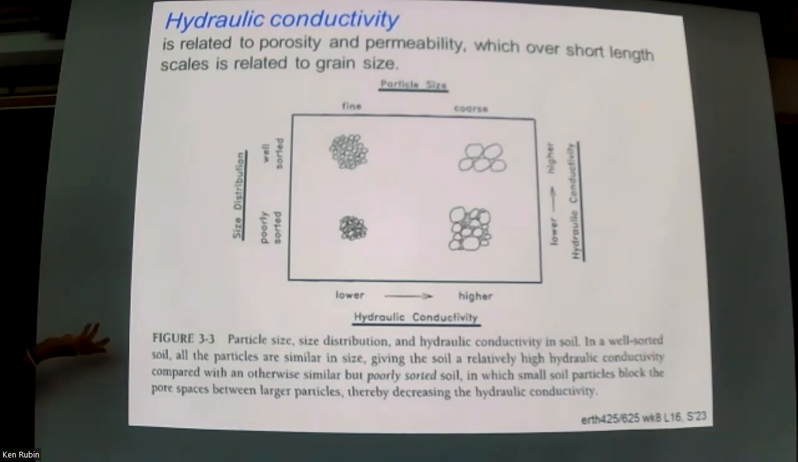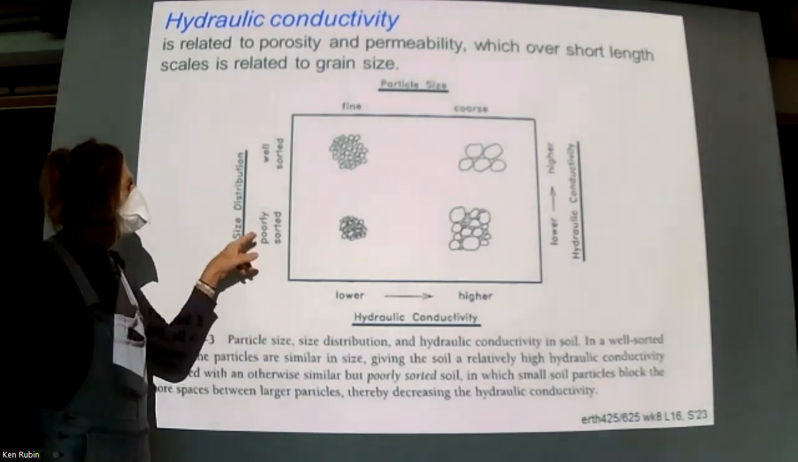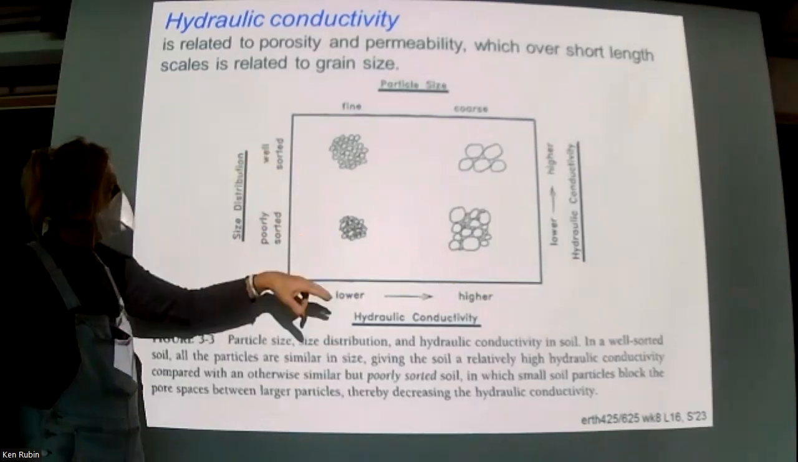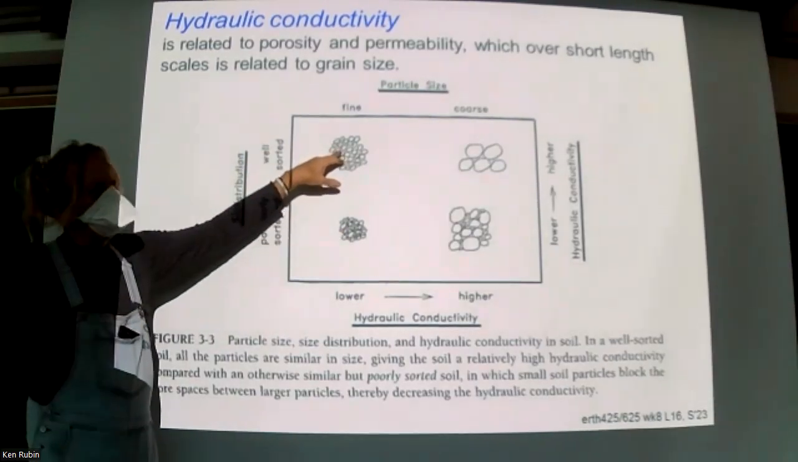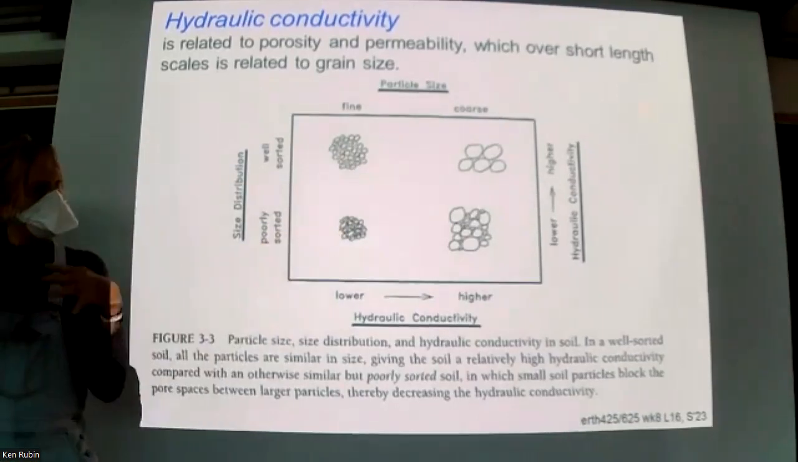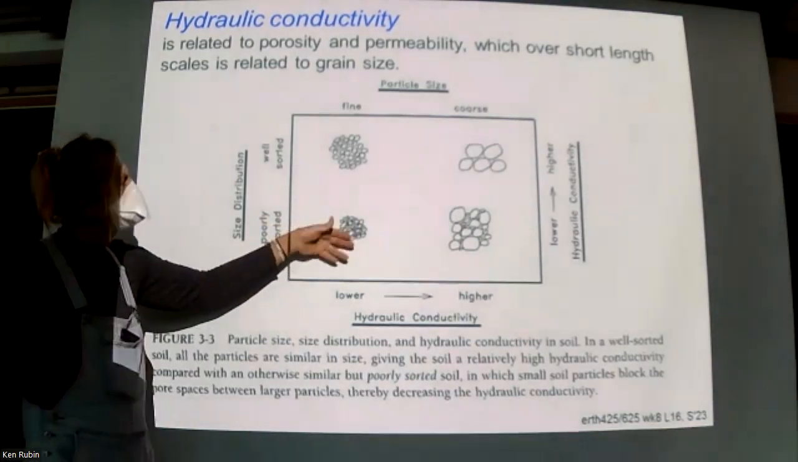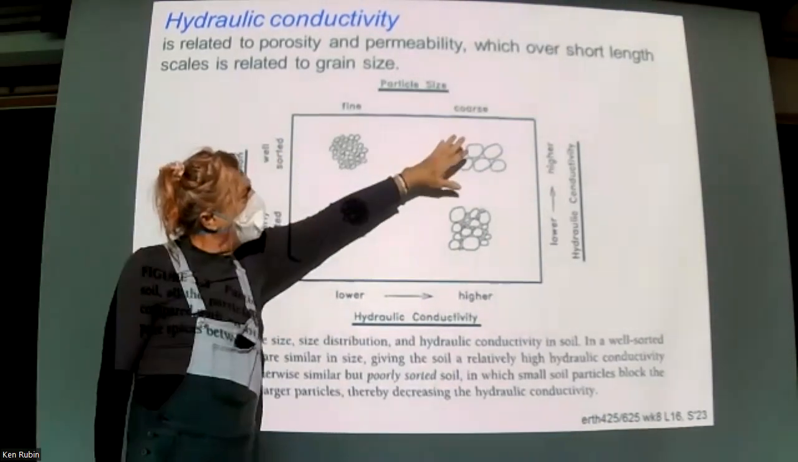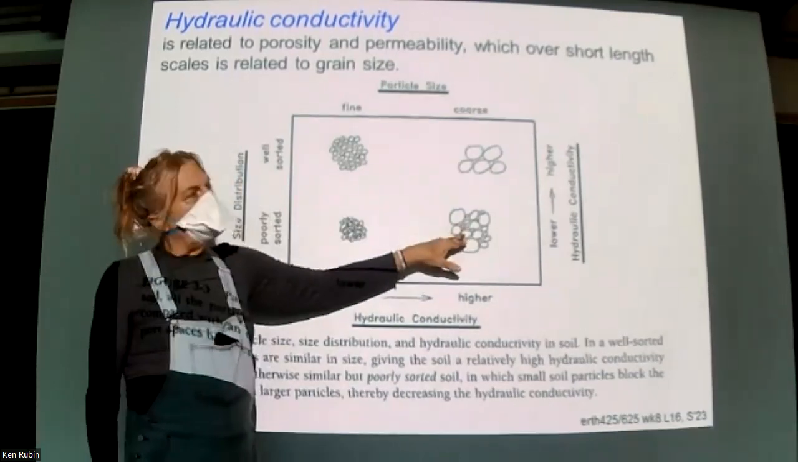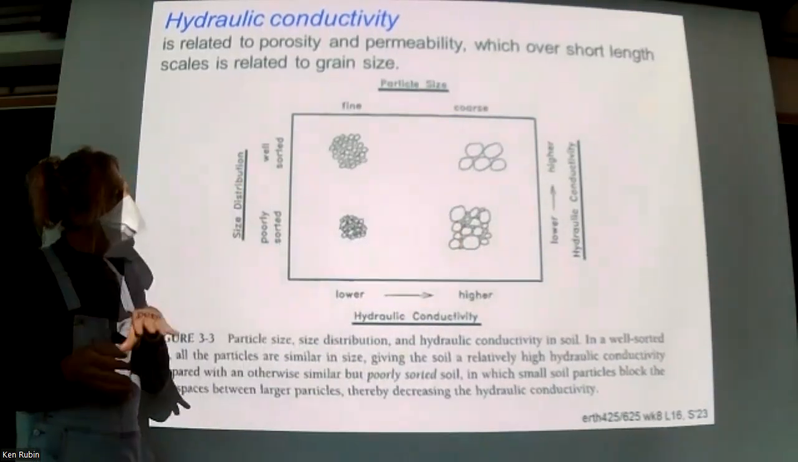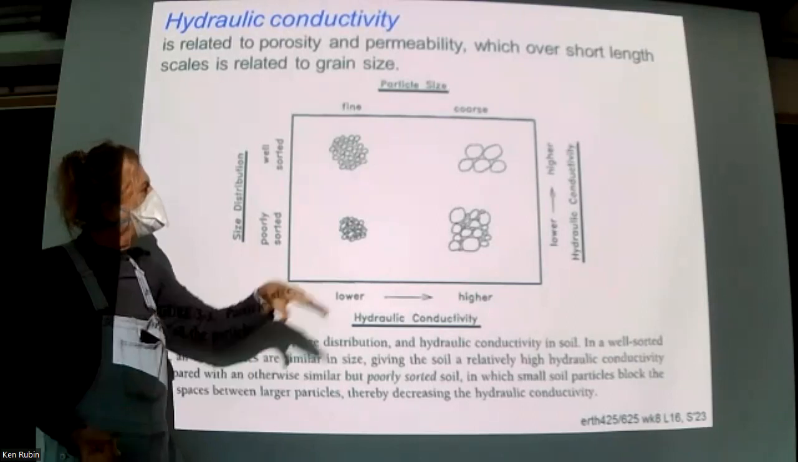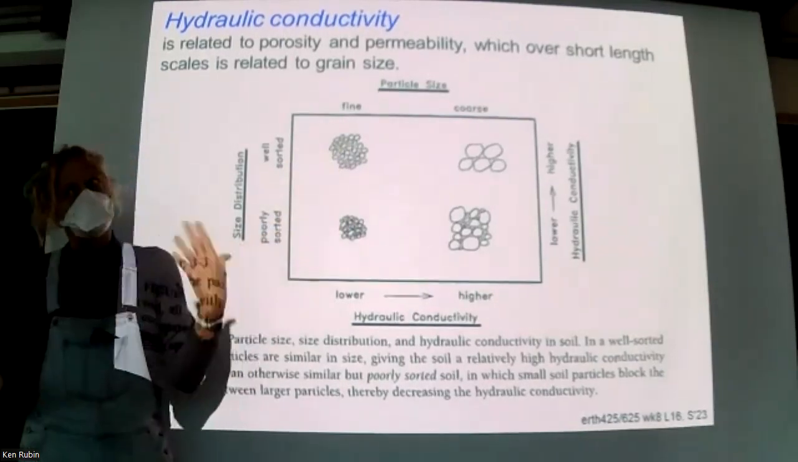Another thing that affects it is the sorting, right? So poorly sorted and well sorted: this means grains that are all of a uniform size and shape, and this means grains of a variety of sizes and shapes. It turns out that the more poorly sorted, the lower the hydraulic conductivity in both these cases. So if we have big grains, but with a mixture of little grains that fill in some of those spaces between them, that lowers the hydraulic conductivity.